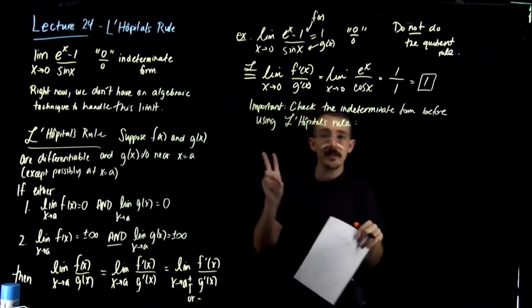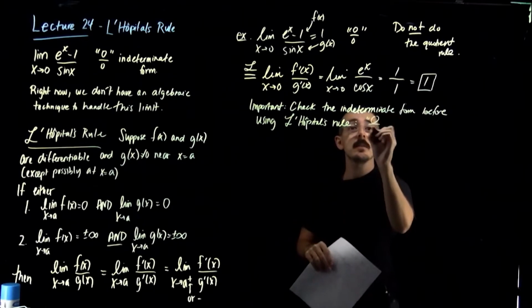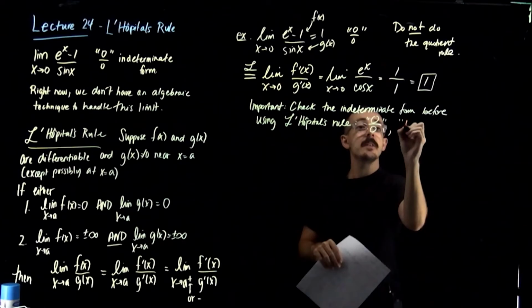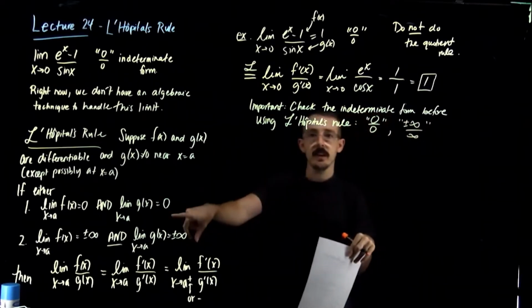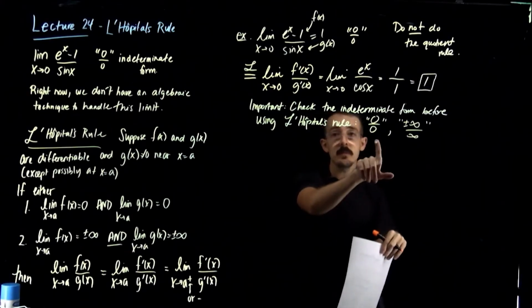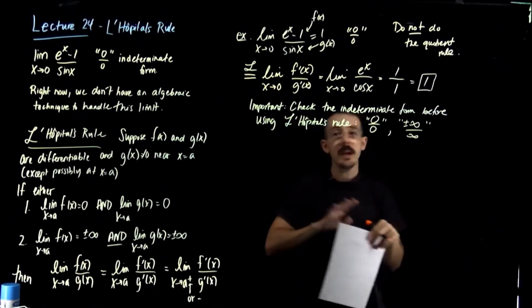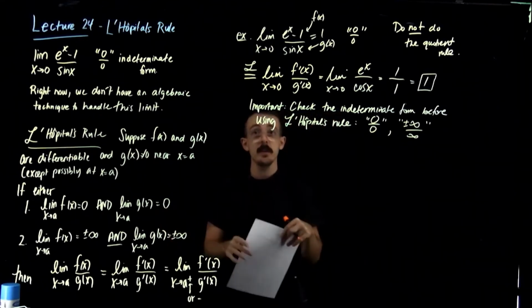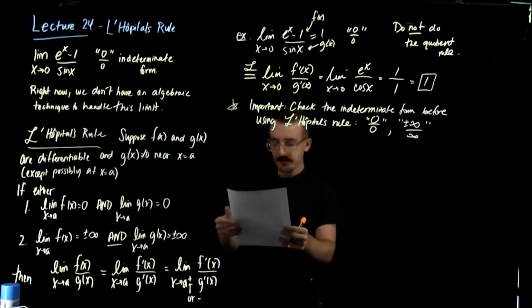There's only 2 different indeterminate forms that you're allowed to directly use it on, and it's these two: 0 over 0, and plus or minus infinity over infinity. It's these two that I've stated right here. If you don't see one of these 2 forms, you're going to have to do something first to turn it into these 2, or you can't use L'Hopital's rule at all. Okay, so this is really important that you check ahead of time to make sure you can use the rule.